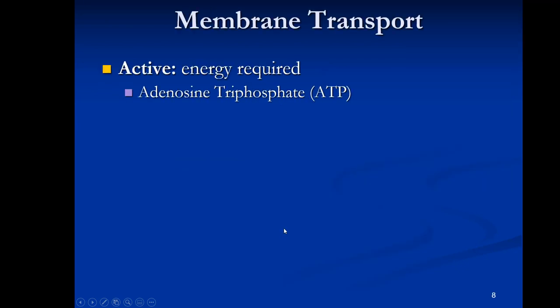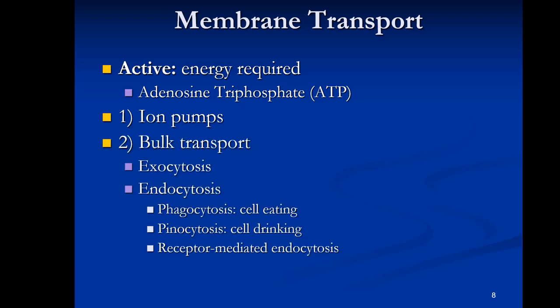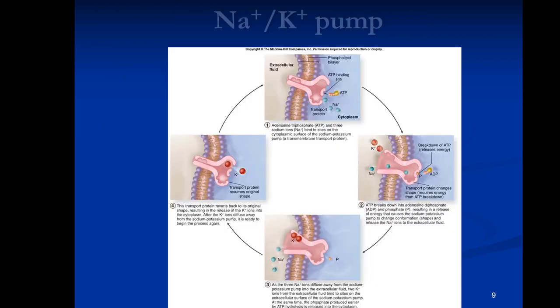So moving to active transport requires energy. And that energy comes in the form of something called ATP or adenosine triphosphate. And so I have two major classifications with some subheadings, examples of active transport. So we'll talk about ion pumps, and then we'll talk about what's called bulk transport. So let's hit the ion pumps first.